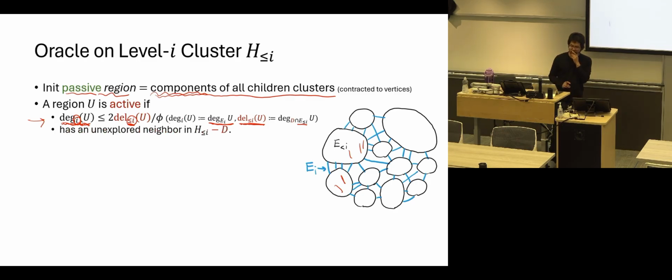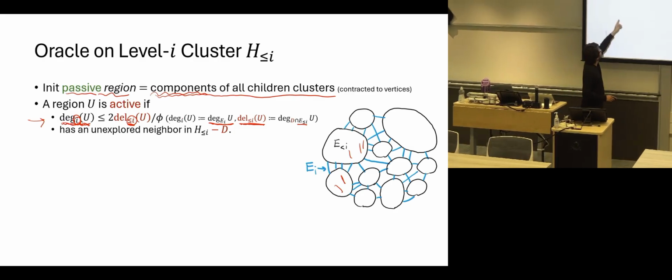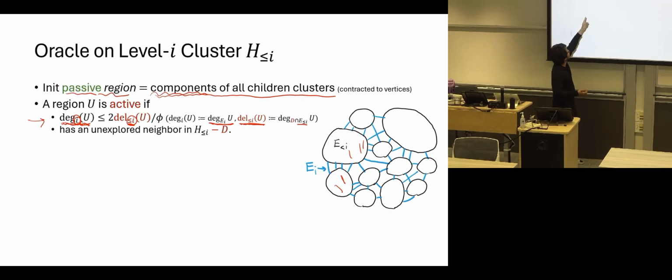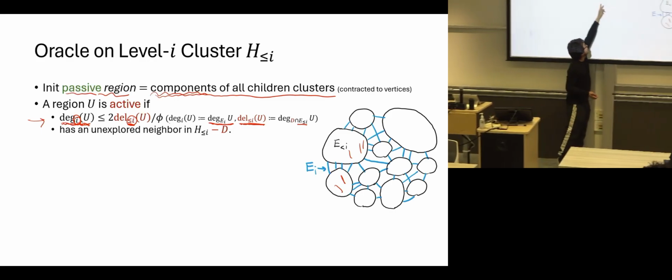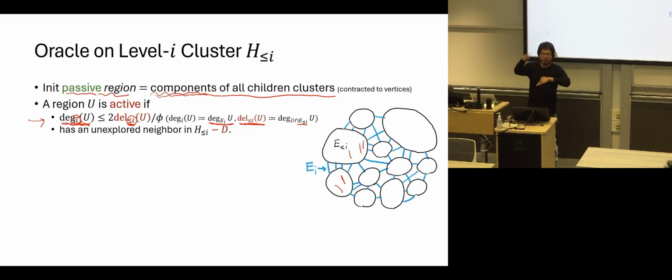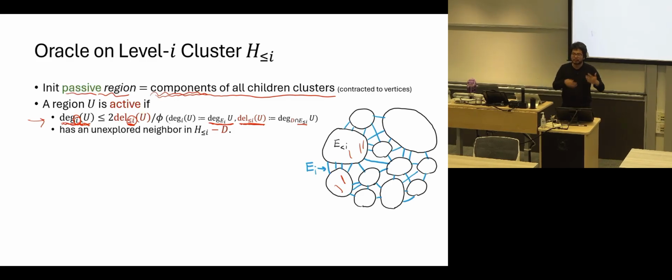Okay. And also, similar to what we have before, we're going to say that the region is active only if you could still have a chance to grow the region. That is, it should have some unexplored neighbor in this graph, in H minus D. If there is no way to explore further, then it should be isolated. You cannot go further. So it's active if you can still do something about it.